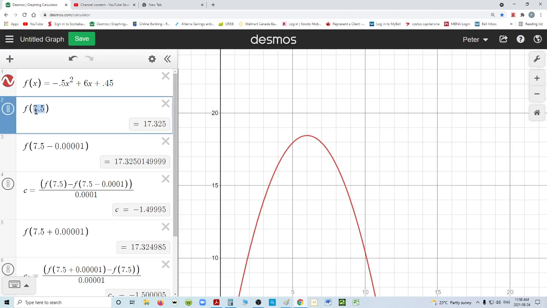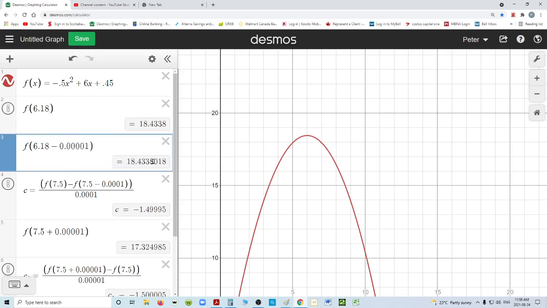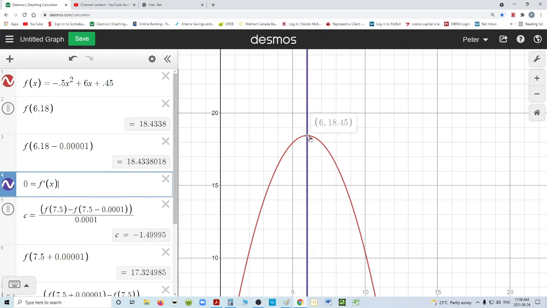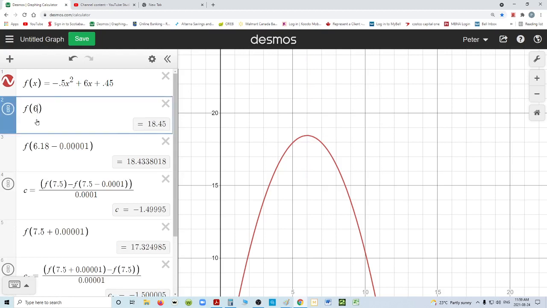6.18. So that means at 6.18, that's the point I'm trying to go to the left and right of. So I'm going to try to find a point that's just slightly to the left of that. And we can see indeed it is slightly smaller than this. Oh, interesting. Let me make sure that that's the vertex. It's 6, so my mistake. It is at 6. I was accidentally putting the y value in there.